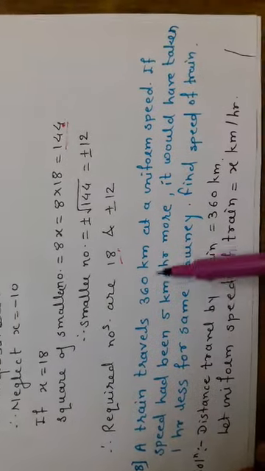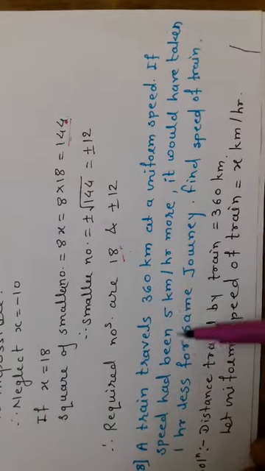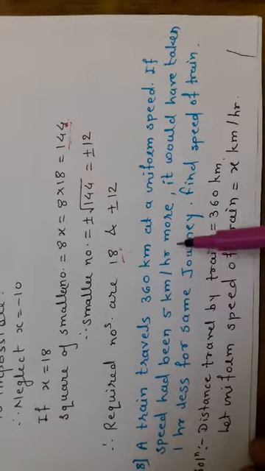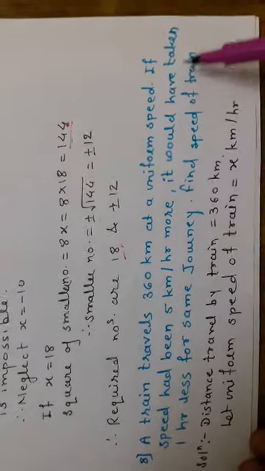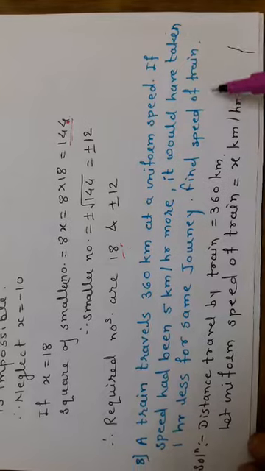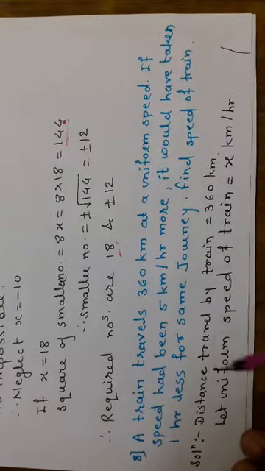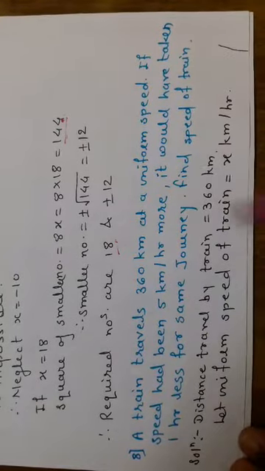Next, 8th problem. A train travels 360 km at a uniform speed. If the speed had been 5 km per hour more, it would have taken 1 hour less for the same journey. Find the speed of the train. Already I have told you this type of problem is very important.